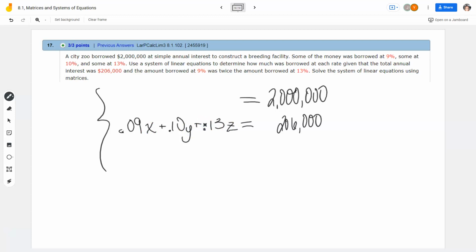So what happens when I add all the loan amounts? Didn't they say they borrowed $2 million? Right? And so what's the final clue? I have 3 unknowns. I really want 3 equations.